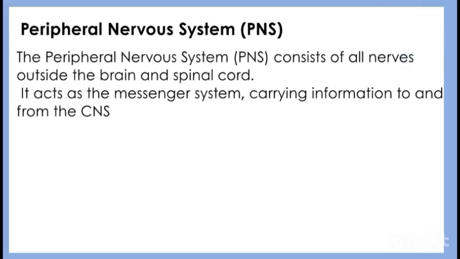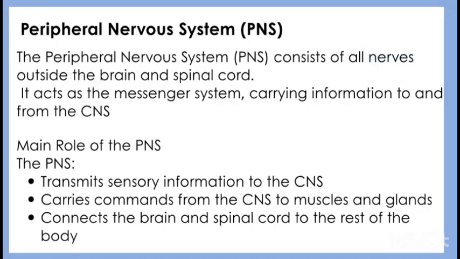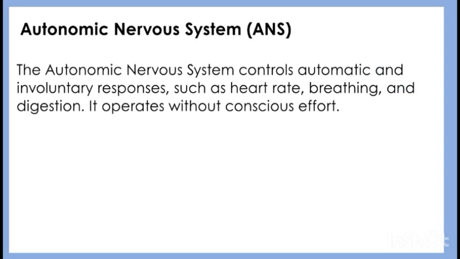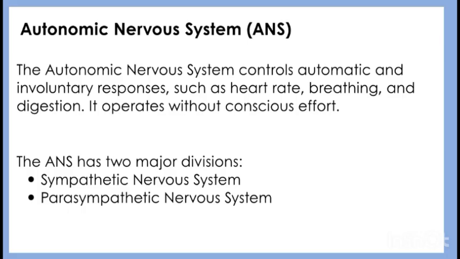Now, let's proceed to peripheral nervous system. The peripheral nervous system, or PNS, consists of all nerves outside the brain and spinal cord. It acts as the messenger system, carrying information to and from the central nervous system. The main role of the PNS is it transmits sensory information to the central nervous system. It carries commands from the CNS to muscles and glands, connects the brain and spinal cord to the rest of the body. While the autonomic nervous system, it controls autonomic and involuntary responses such as heart rate, breathing, and digestion.